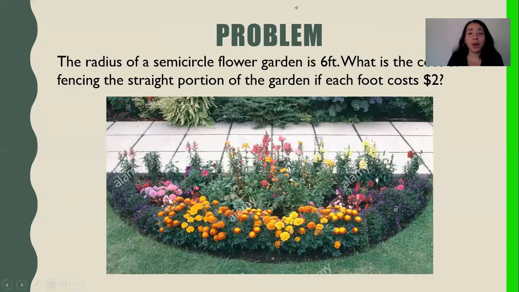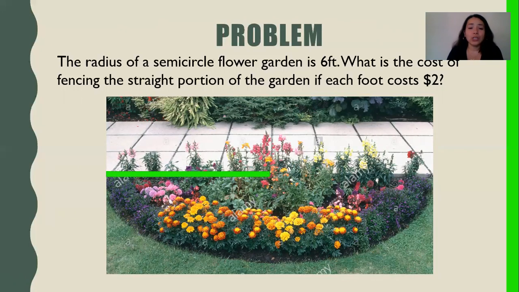All right, so now let's go back to our original problem, which was: the radius of a semicircle flower garden is 6 feet. What is the cost of fencing the straight portion of the garden if each foot costs $2? We know that the radius is only a portion of that, right? Because if we wanted to go all the way through, what is that called? The diameter. Good, really good, diameter. But we only know the radius. How long is this portion of our garden?